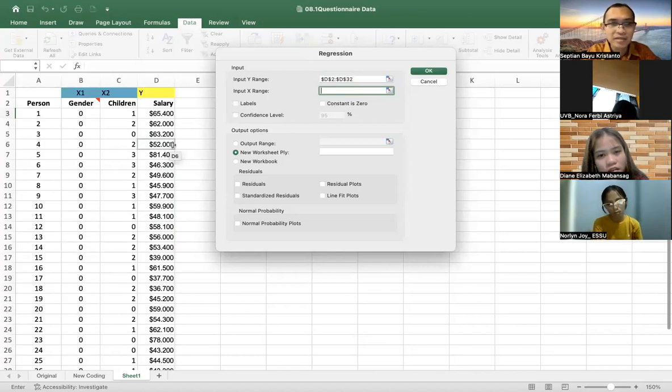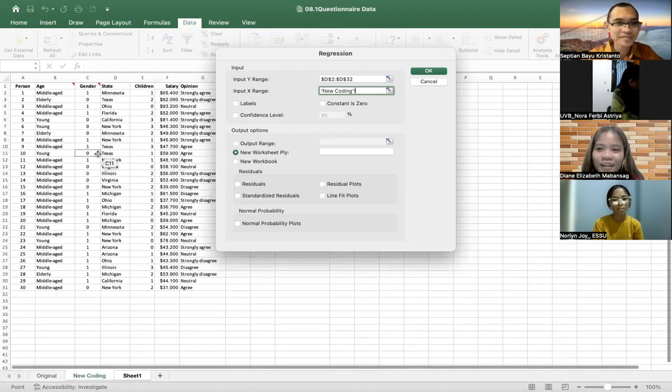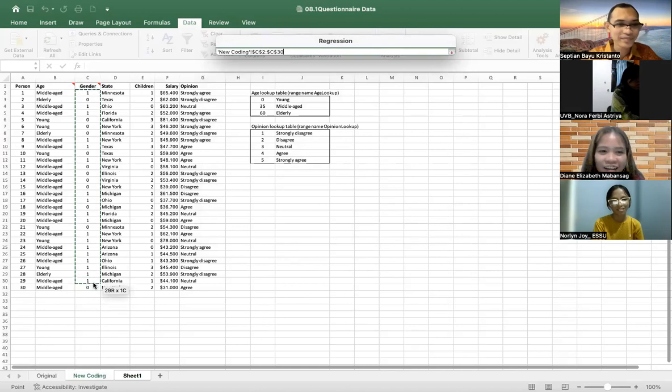Which one do you choose, Diane, Norlin? Is it gender or children? Please choose one. Children, sir. Children. Okay. So do you expect that every person's salary is based on how many children they have? That's factor number 1. Or the gender. If the gender, it means that you predict that one gender is maybe higher than another gender. Yes, sir. Maybe, sir. Maybe, okay.